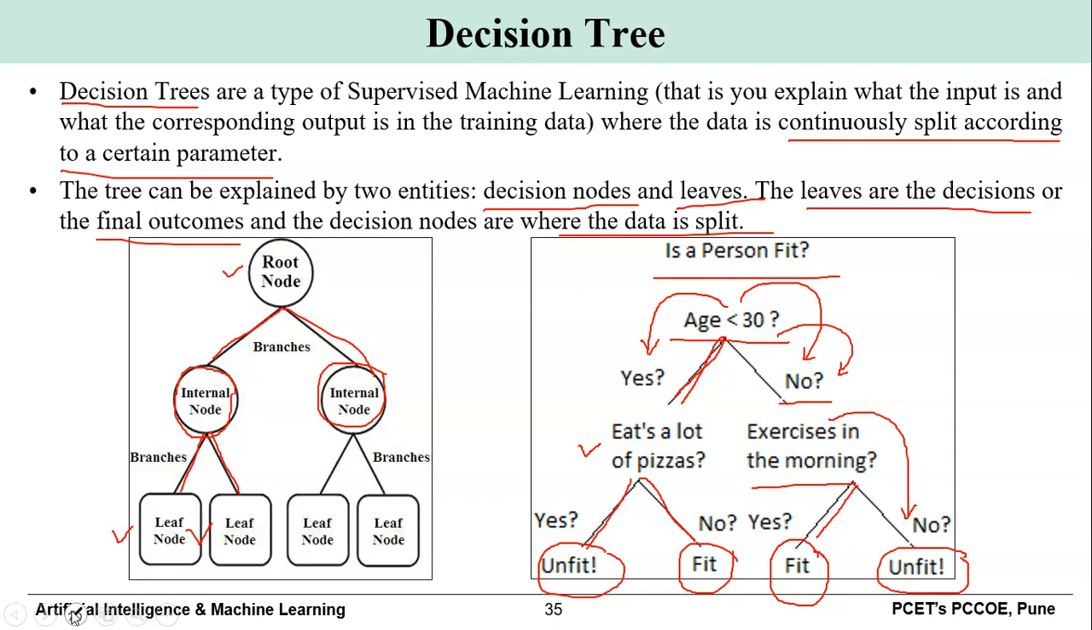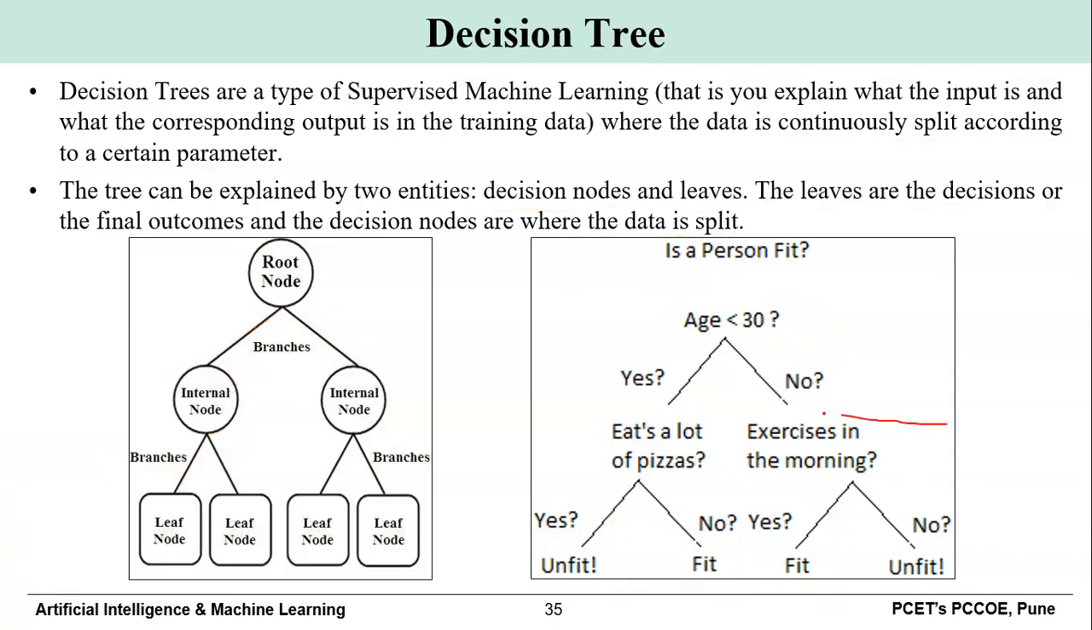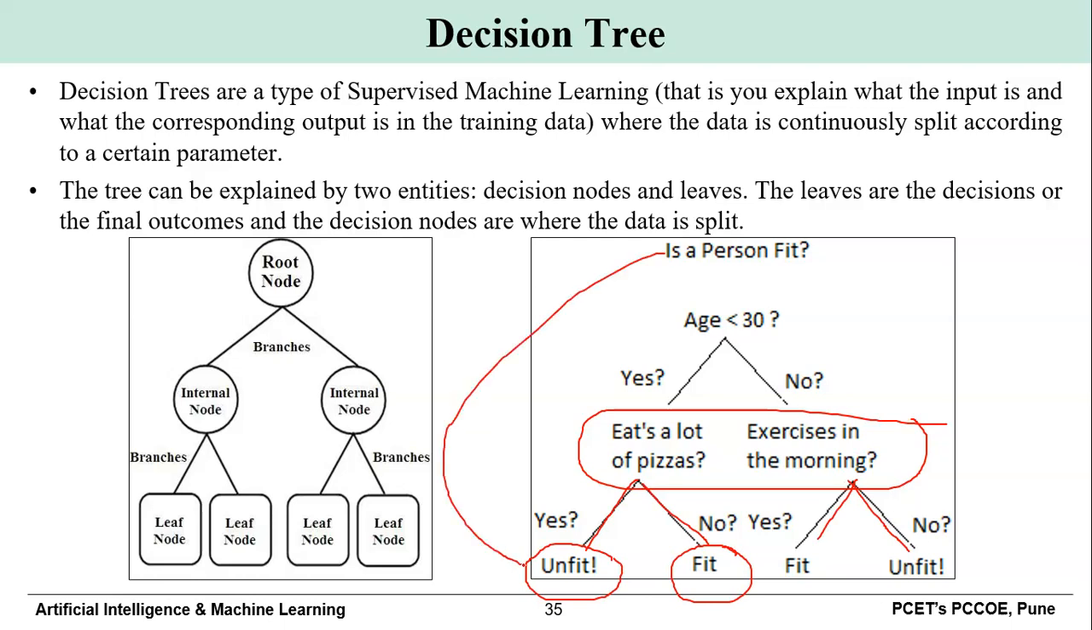So this is how we identify certain criteria. Based on that criteria, we draw different branches just like a tree. And at the end, there will be a leaf to make a certain decision. In this case, the decision is whether the person is fit for a given task or not. So this is a typical example of a decision tree.